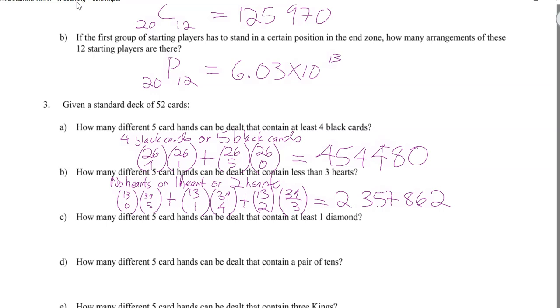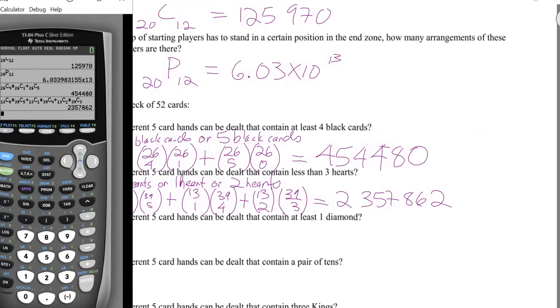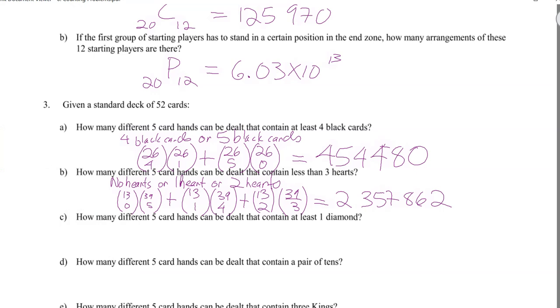So that is a lot. Because, let's just look, that is a lot. Because the total number of 5-card hands is 52 math choose 5. Total number is 2,598,000. So most of those, most of the hands contain less than 3 hearts.